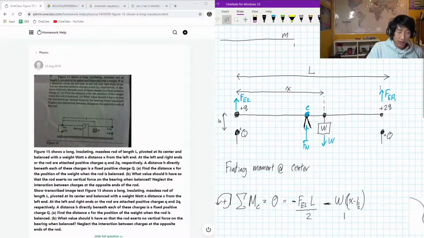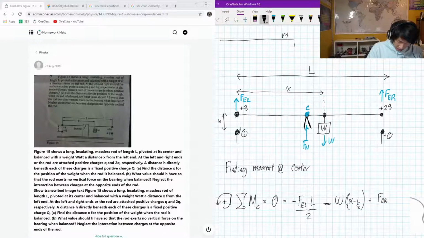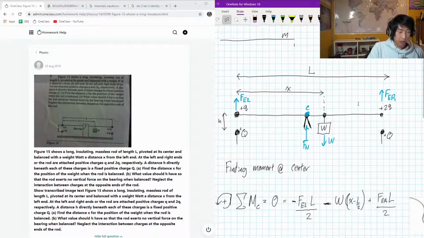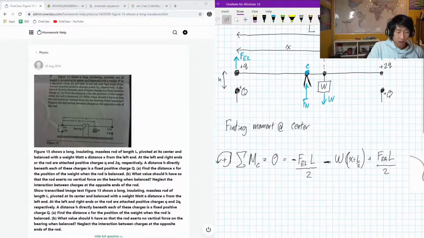And the last one is F_ER. This is going to go in the counterclockwise direction, so this is going to give us a positive term, and it's going to be 1/2 L for distance. So this will be positive F_ER times L over 2. Okay, so this will be our equation here, and we're looking for the distance x. To isolate for the distance x, we just need to multiply this all out and do it that way.